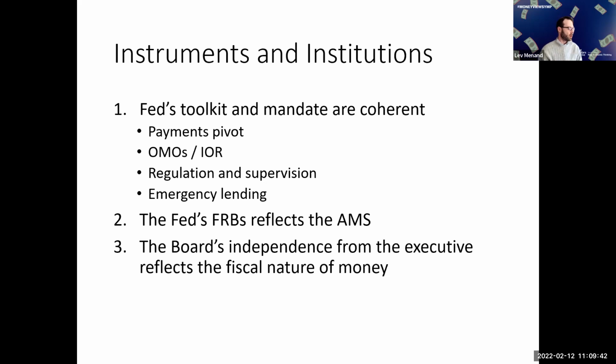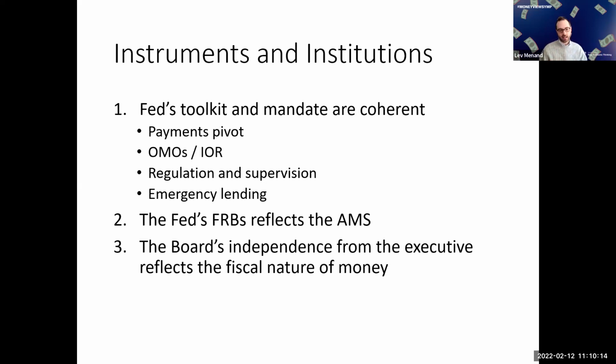And so, the Fed's payment functions, its open market operations, its IOR, its regulation and supervision, its emergency lending, these are all about the size and composition of bank balance sheets. And many of the tools are actually interchangeable. And so the Fed uses open market operations and IOR to adjust the ability of banks to issue more deposits, but it could accomplish something similar using regulatory and supervisory tools if it wanted to. Those would just be more cumbersome.